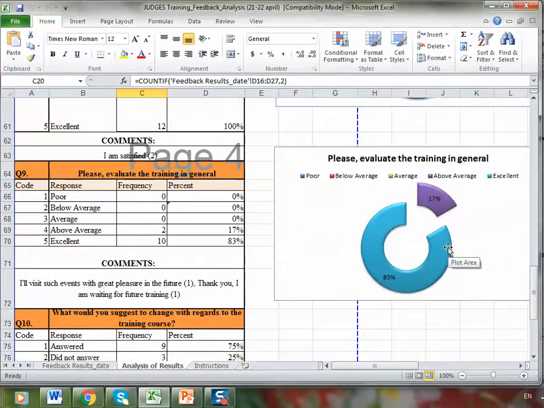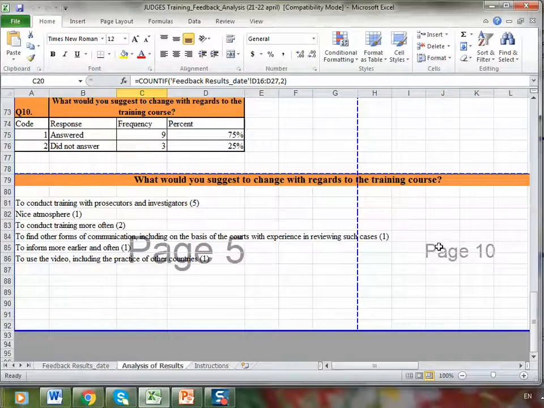That's all. Here there is an open-ended question which we mentioned before, which asks what you would suggest to change with regards to the training course. And 5% said they propose to conduct training with prosecutors and investigators. 2% want to see the training conducted more often, etc.